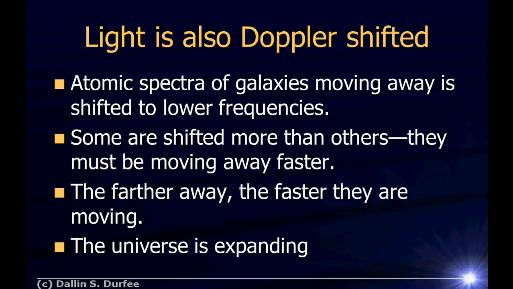A long time ago, some people noticed that objects that were further away were shifted more to the red, shifted more to longer wavelengths. Therefore, they were moving faster. So the further things are away, the faster they tend to be moving. And that tells us that the universe is expanding. So we know the universe is expanding because of Doppler shifts.